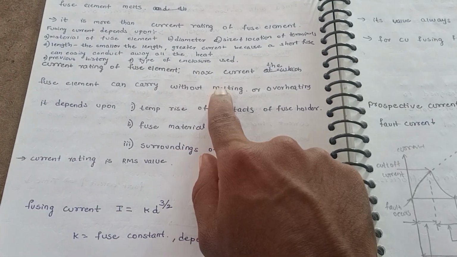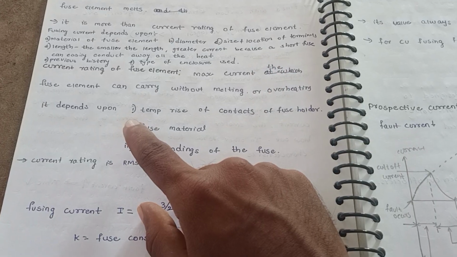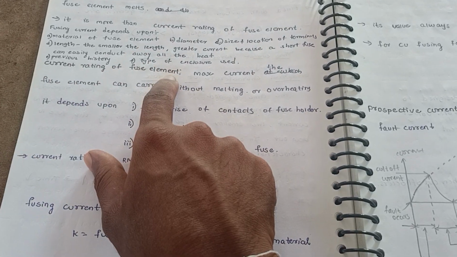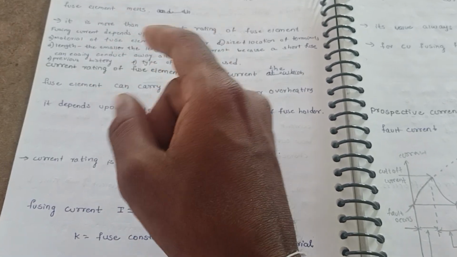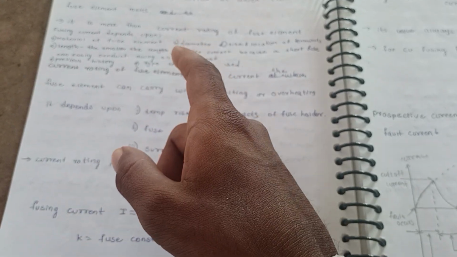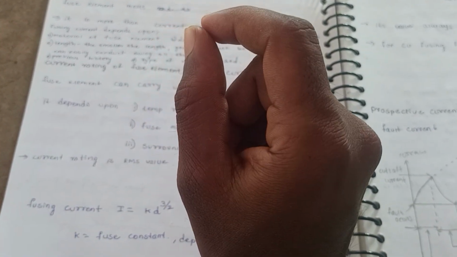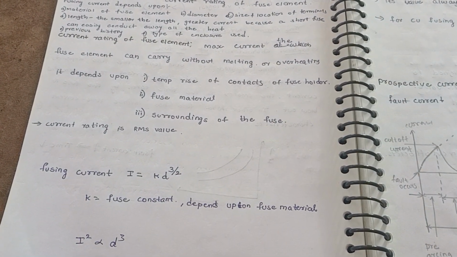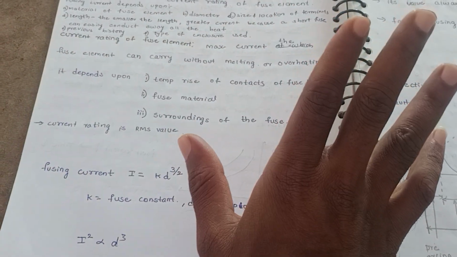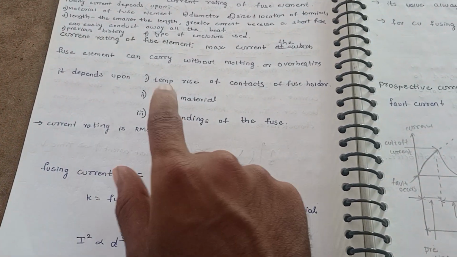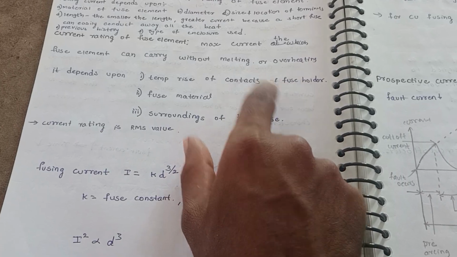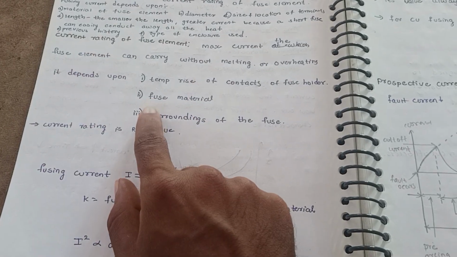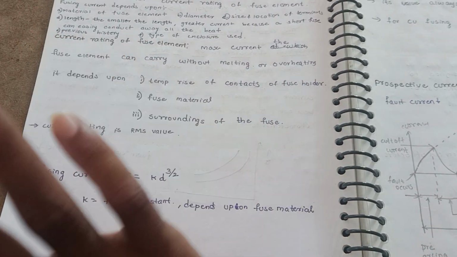Next, the current rating of the fuse element is the maximum current the fuse can carry without melting. I previously said 20 amperes; that 20 amperes will be the rated current. It will carry it without melting, without damage, without overheating. So it is the current rating of the fuse element. It is decided by the manufacturer based on the material used, depending upon the temperature rise of the contacts or fuse holders. At the fuse holders, the temperature rise will decide the current rating. The fuse material is designed by the manufacturer.